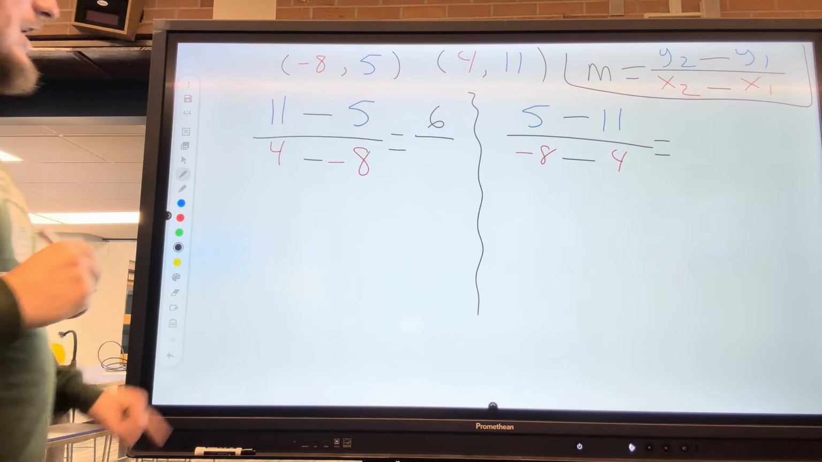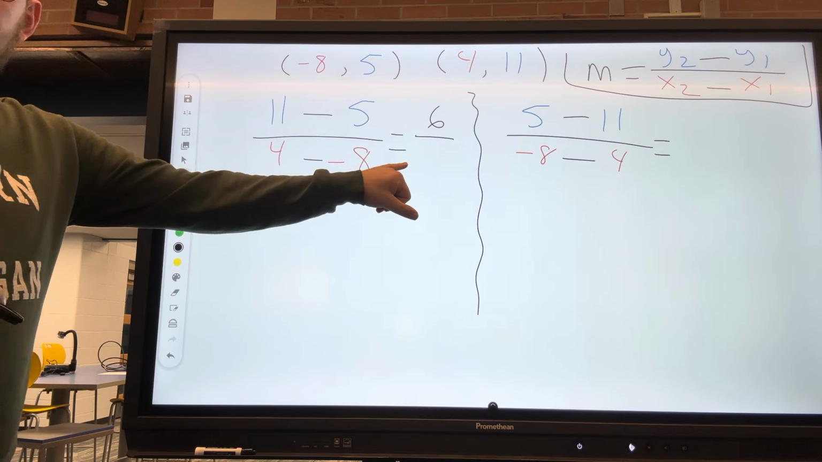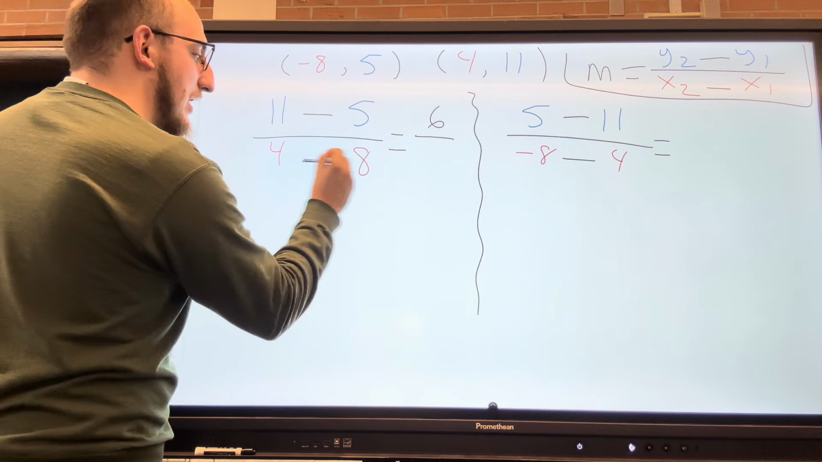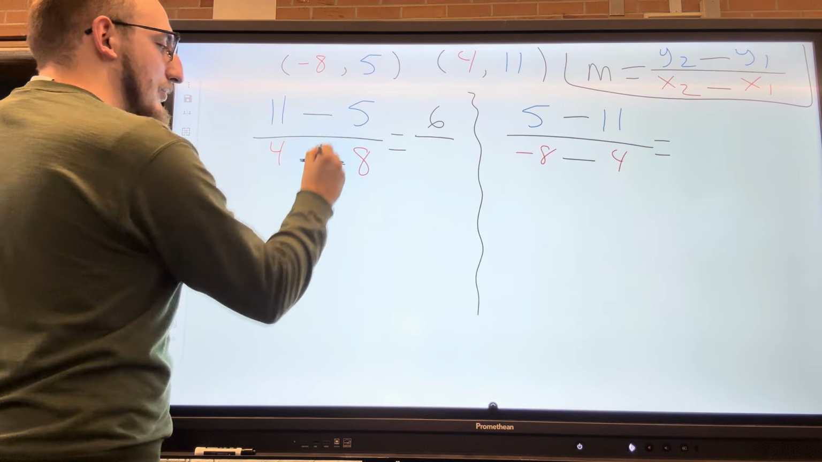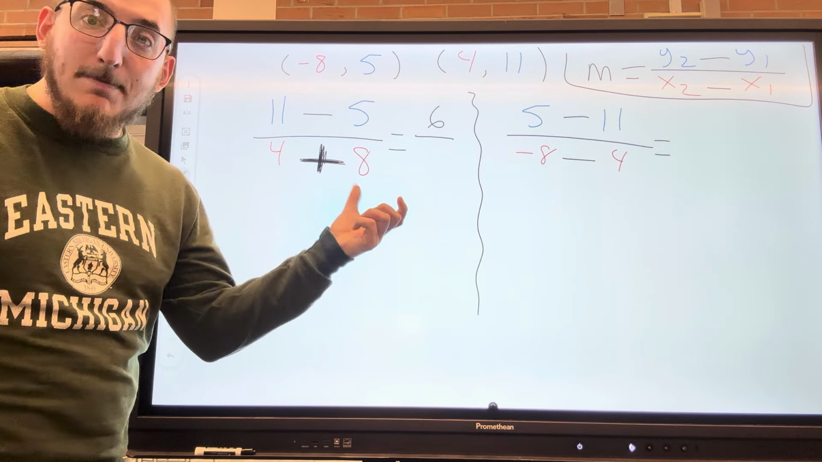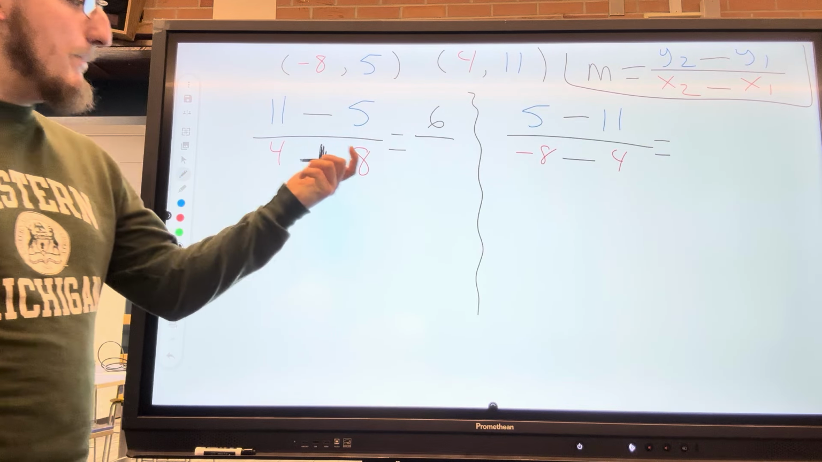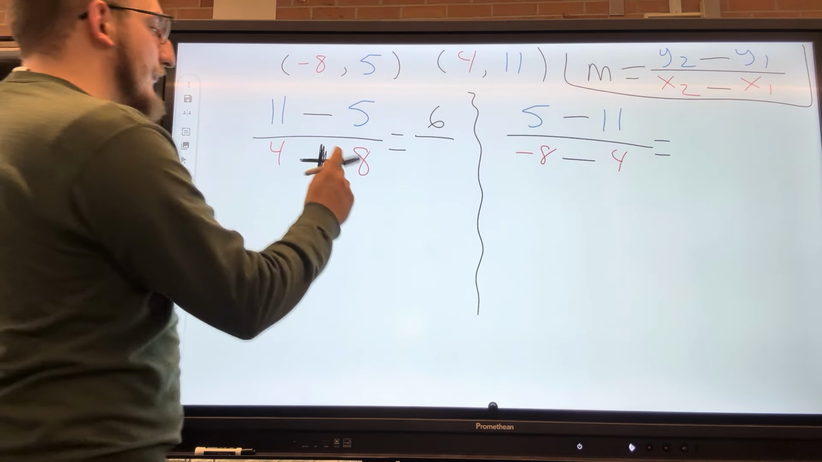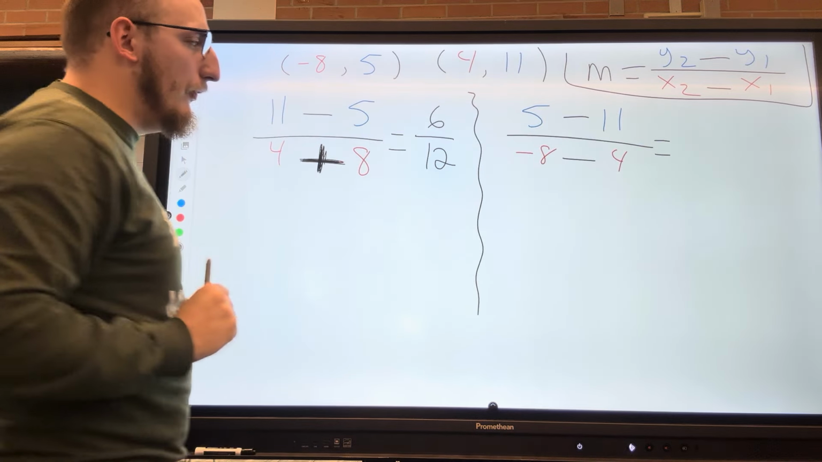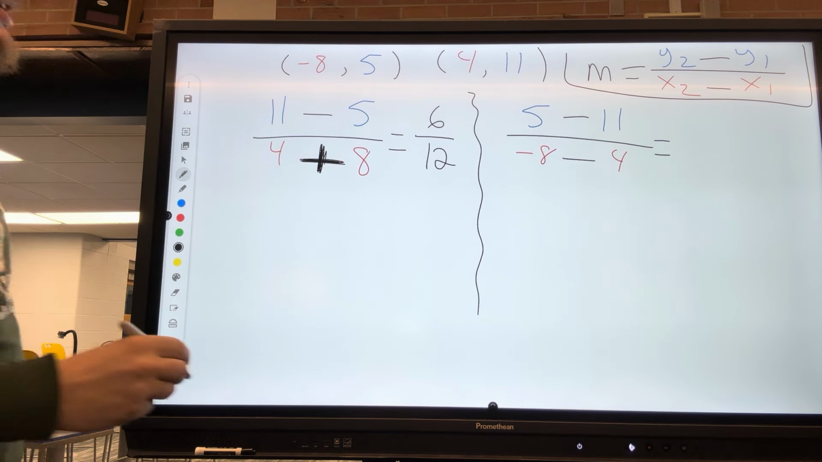Over. Now, if we have 4 minus -8, if you ever see a minus negative, I like to turn that into a big, fat plus to show that you're doing the opposite. If you ever have a negative sign and a minus sign right by each other, you fix it into a big, fat plus. Now we have 4 plus 8, which is 12. So we have 6 over 12, just like we did last time.